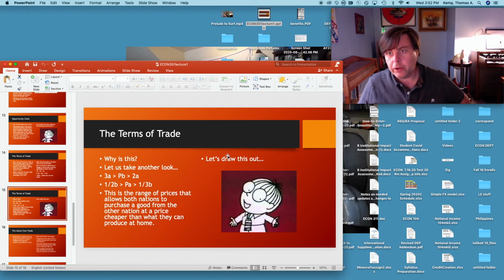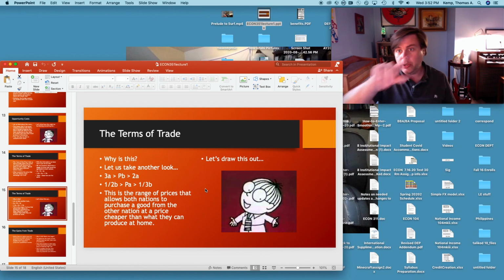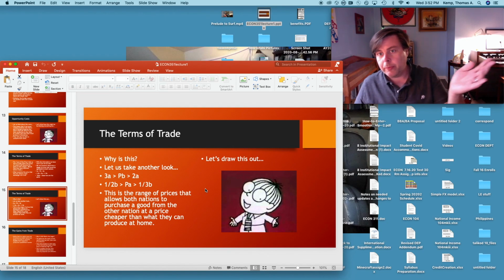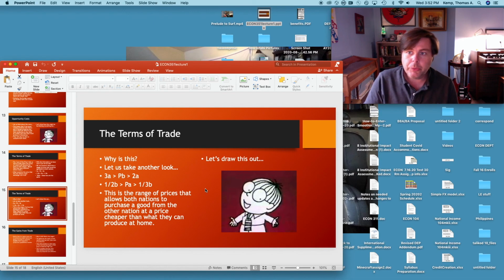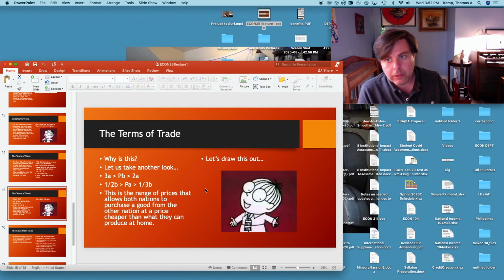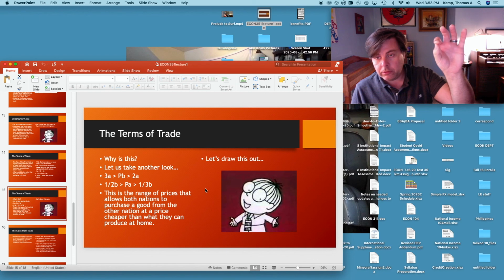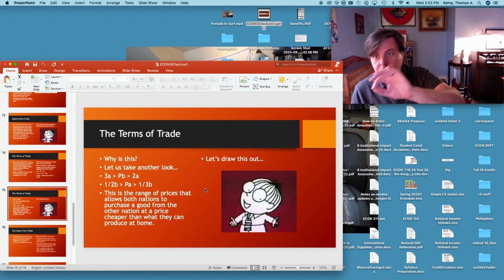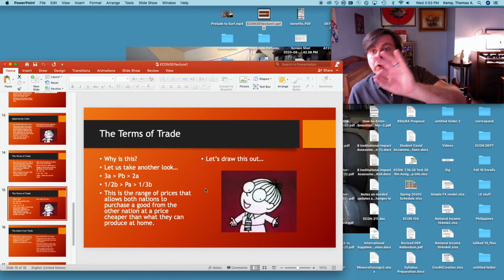Okay, so here I ask you to draw this out. What I would like you to do is redraw your two PPFs that you did before, or if you want to do the math, that's fine too. You can redraw the two PPFs, and then you're going to have each nation produce only what they have a comparative advantage in. So they're going to be producing at one axis point, either the x-axis or the y-axis, depending upon which nation and which good. And then you're going to draw a ratio that is somewhere between those two slopes.